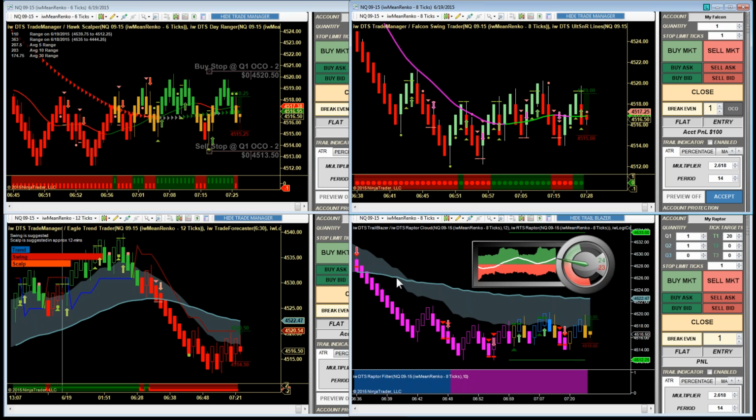Okay, now we're back into yellow bars on our hawk. That's a good sign for the sellers.